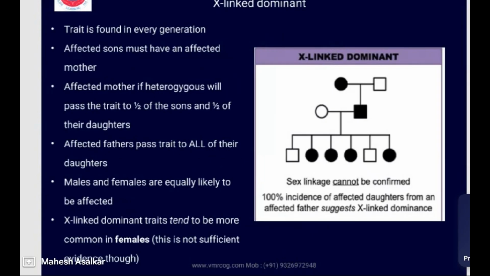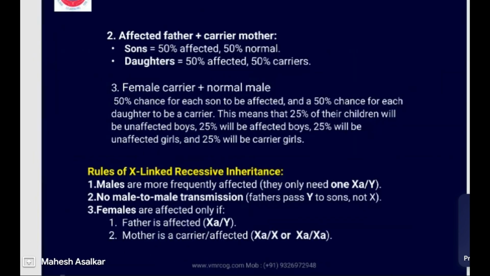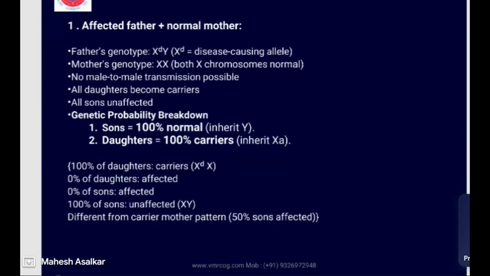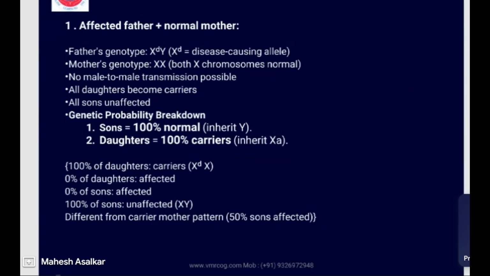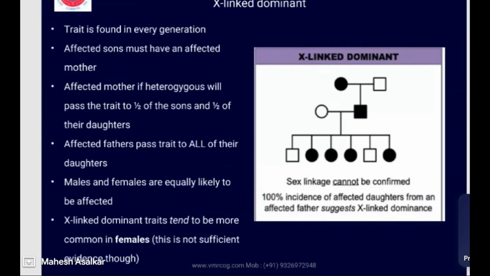Then how will you identify X-linked recessive? What happens in X-linked recessive? Sons will be normal, daughters will be carriers. Correct. But there is no father to son transmission.